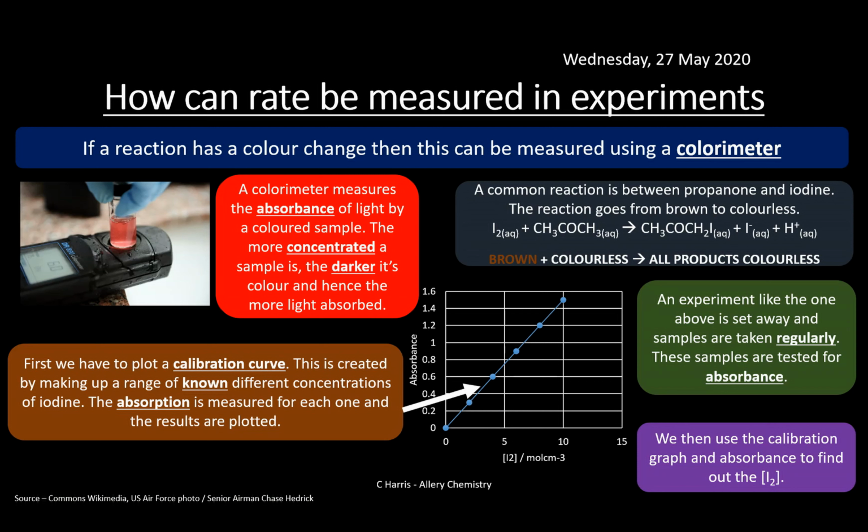So fairly straightforward. You can see there are various different ways in which we can measure rate of reaction using experiments, but it really does depend on the type of reaction that you're doing. So is it producing a gas, is it producing a solid, is it changing colour or pH, etc.? You have to fit the right practical method to the right reaction that you're doing.